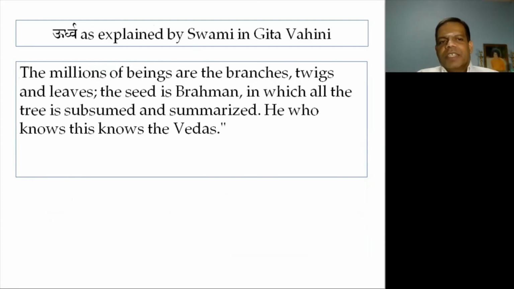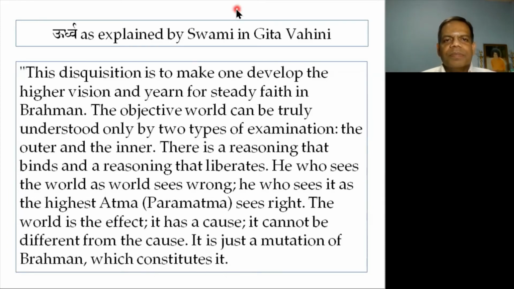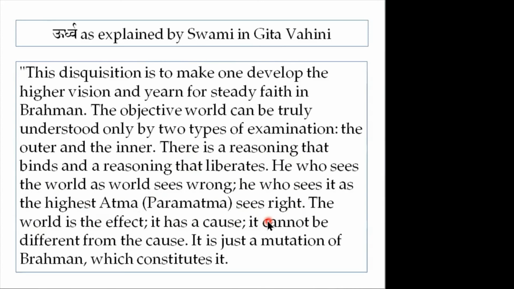See, Swami gives the answer there itself. There's a reasoning that binds. He who sees the world as world sees wrong. He who sees it as highest Atma sees right. So the leaves are all created things. But each of them is actually teaching you something. What are they teaching? That they are Brahman. That is the Veda, to know that.